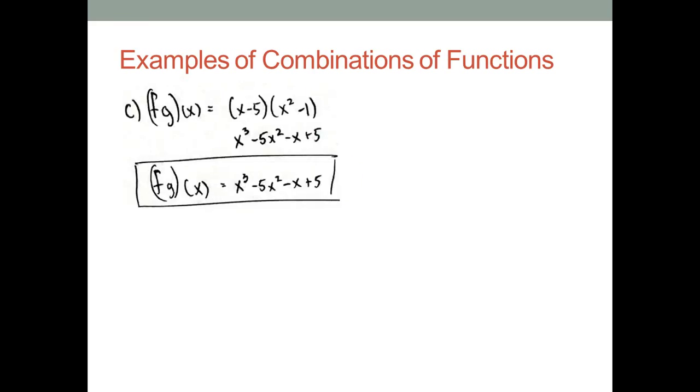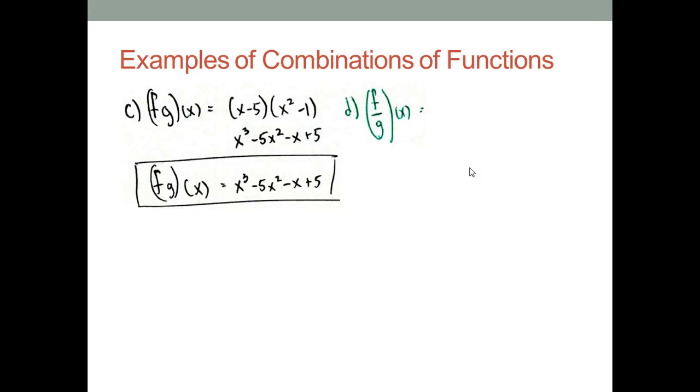Continuing on, I'm going to multiply those two together. These are the same functions from the previous slide. So I multiply x minus 5 times x squared minus 1, and we just FOIL. So x times x squared is x cubed. Negative 5 times x squared is minus 5x squared. X times negative 1 is negative x, and negative 5 times negative 1 is positive 5. Order by descending powers of x, and there you go.